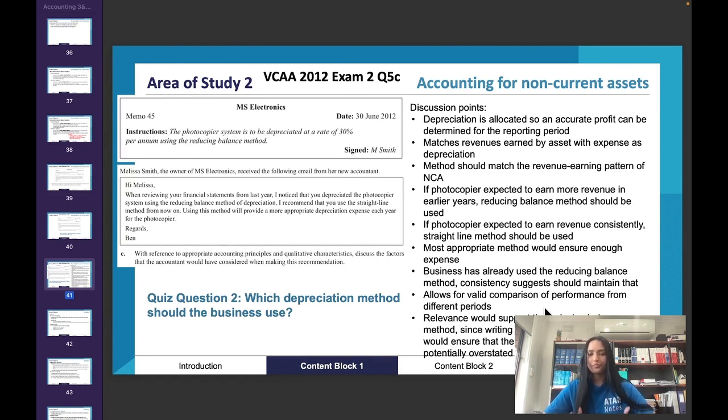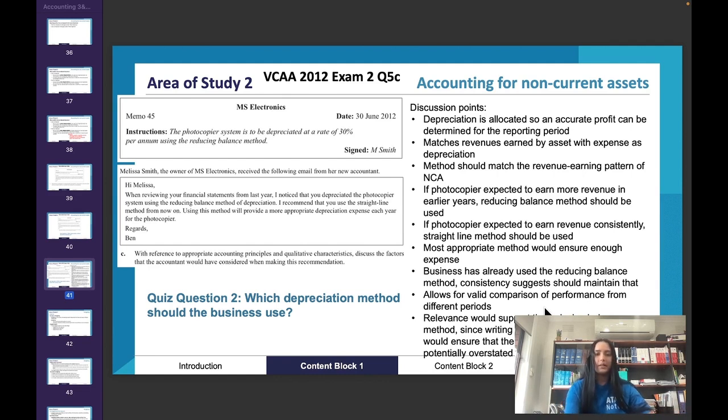So, if the photocopier is expected to earn more revenue in the earlier years or the start of its useful life, then the reducing balance method should be used. However, if the photocopier is expected to earn revenue consistently and be just as useful at the start of its life as it is at the end, so be very consistent, then the straight line method should be used.